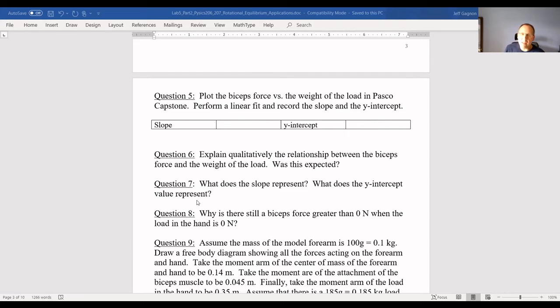Okay, question 7. This one I basically answered for you, and you could give the same answers that I gave on the iPad when I was explaining that equation when we rewrote it.